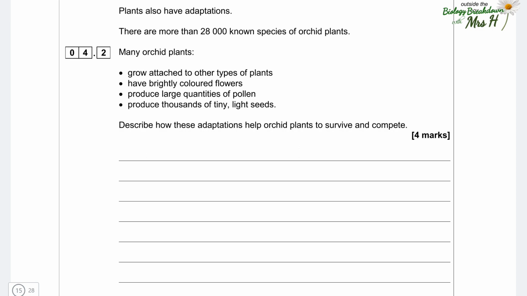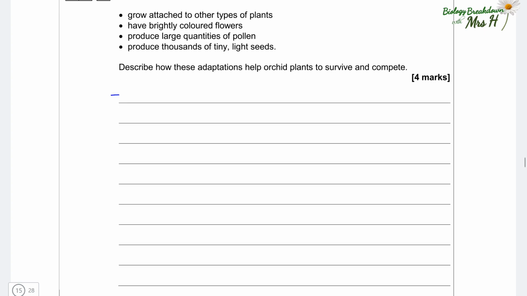Plants also have adaptations. There are more than 28,000 known species of orchid plants. Many orchid plants grow attached to other types of plants, have brightly coloured flowers, produce large quantities of pollen, and produce thousands of tiny light seeds. Describe how these adaptations help orchid plants to survive and compete.